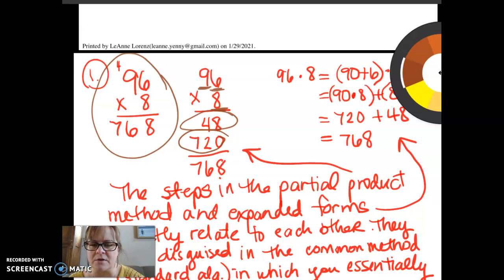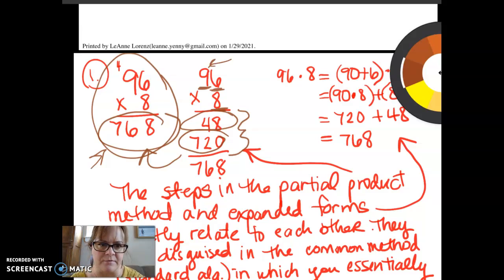In the traditional common method or the standard algorithm, we're combining these two steps into one step. And so that's why it's a more efficient procedure. It's the combination of both of those steps. It's important for kids to learn the partial product multiplication so they really understand that it's not just magical that it works, there's a rhyme and a reason for why it works. That's why the partial product method can be so powerful.